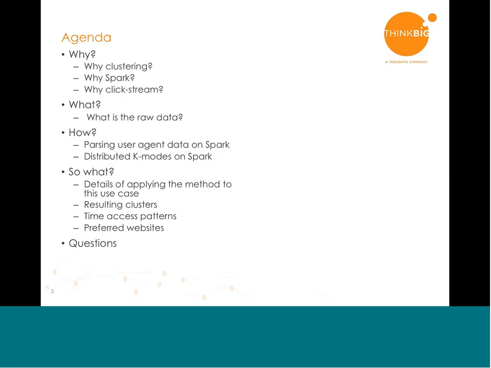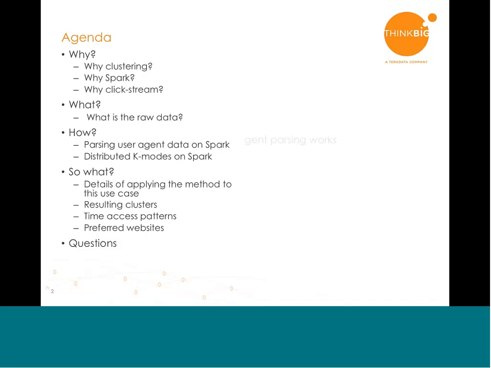How do we turn this raw data into useful information using two steps. First of all, parsing the user agent data to give us better information, and secondly, using a clustering algorithm, distributed K-modes, on Spark. And then I'll give you a little bit of the motivation of why this is a good thing to do, including the details of how you apply the method to this particular use case, taking a quick look at the resulting clusters that come out, and trying to understand how these clusters describe the users and how these different user types access websites in a different way, both with respect to time and with respect to which sites they access.